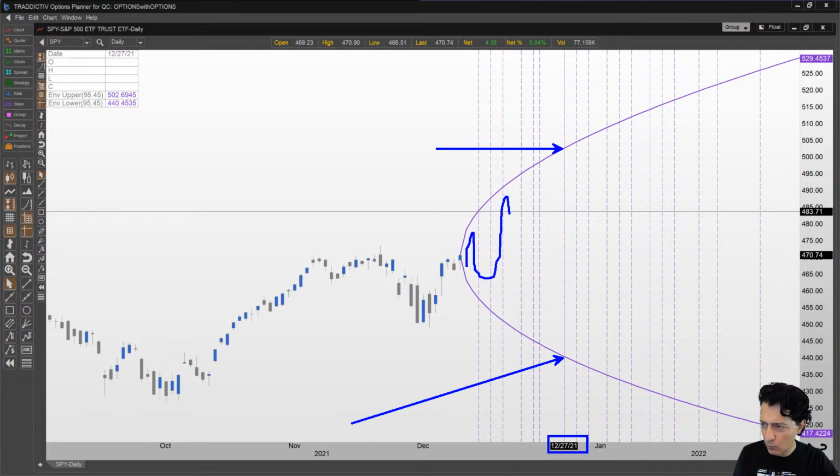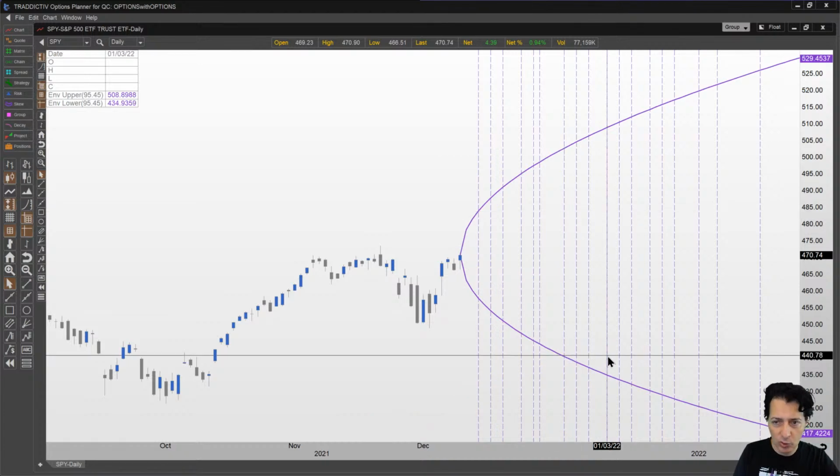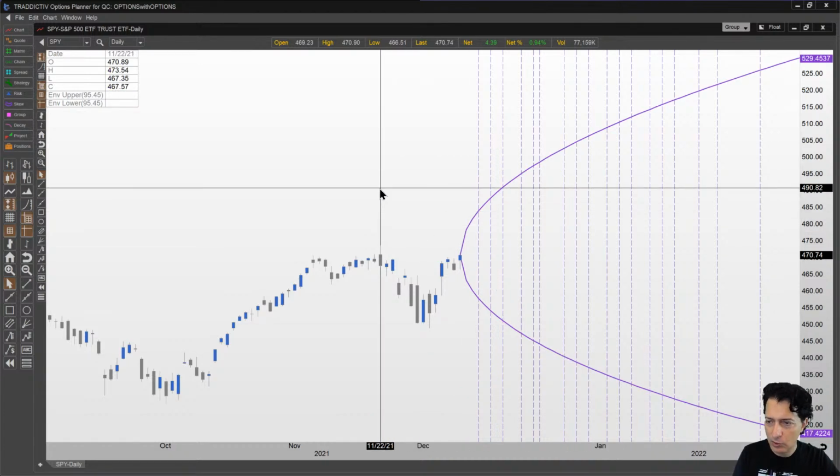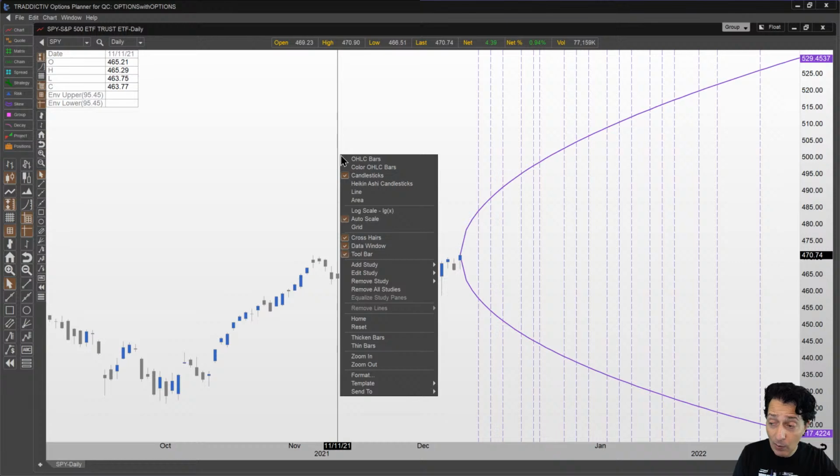But if that stock remains somewhere, wherever it is, but it didn't reach that point on that expiration date, then you would have a full profit on those non-directional trades. So another way to use this tool is to project ranges. Okay.